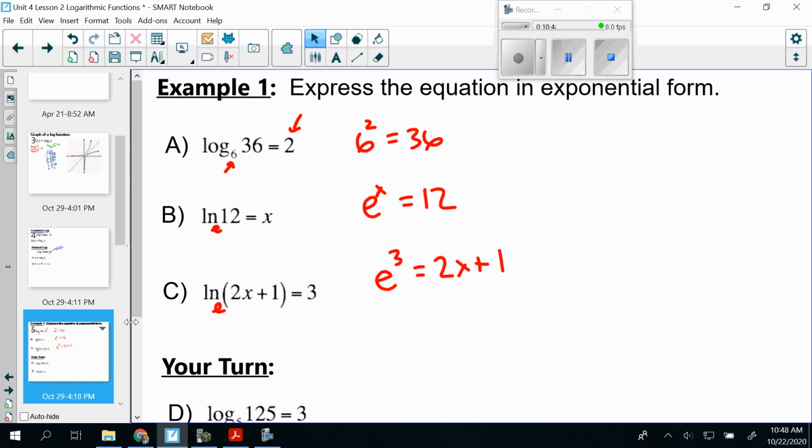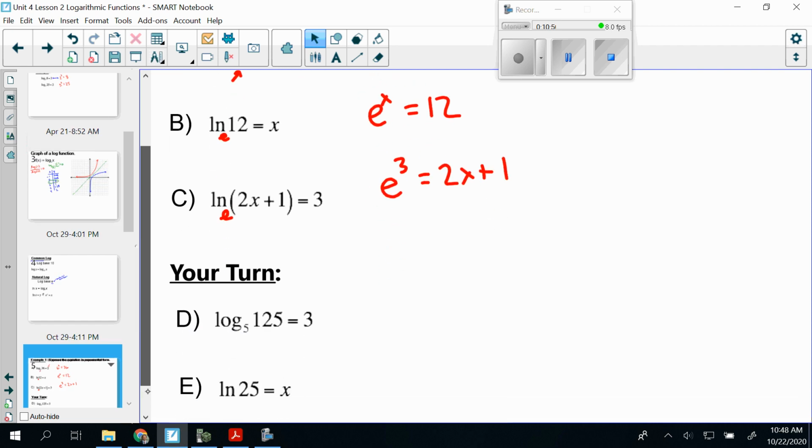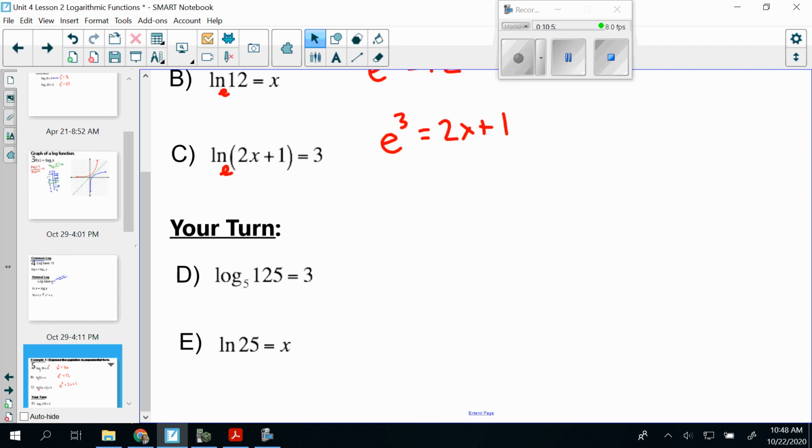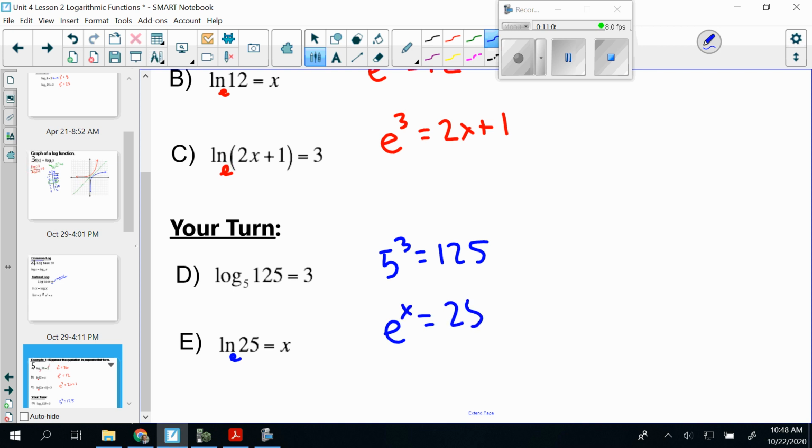I want you to try a couple here. So pause the video, see if you can change both of these to exponential form. All right, let's see how you did. You should have on this one had 5 cubed equals 125, which is true. And on the next one, that's a natural log one, so you got to remember e's there. It'd be e to the x equals 25 would be the exponential form there.